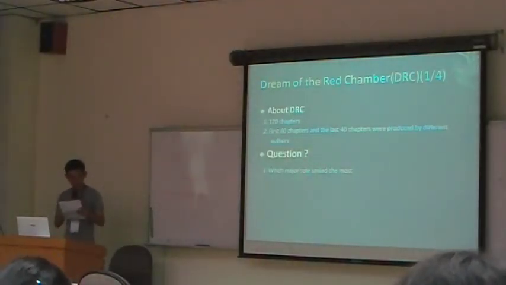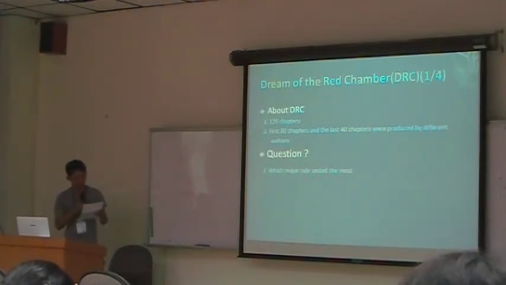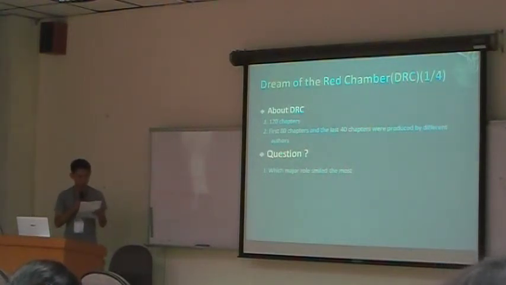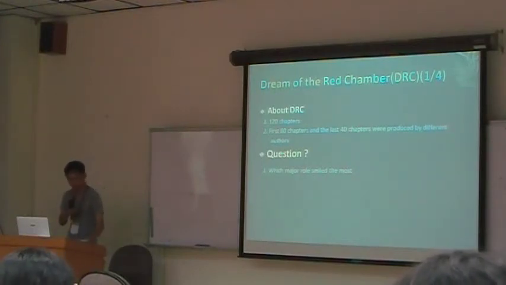Okay, let's see the next experimental material, the Dream of the Red Chamber. The DRC has 120 chapters, and it is believed that the first 80 chapters and the last 40 chapters were produced by different authors. We invented a new question about DRC. Which major role smiled the most?